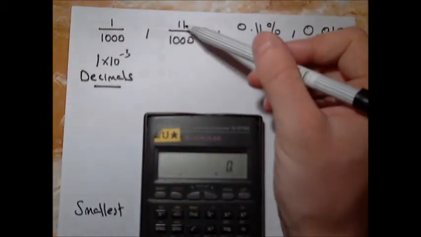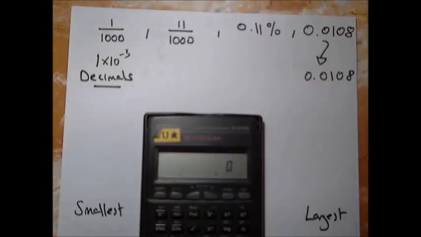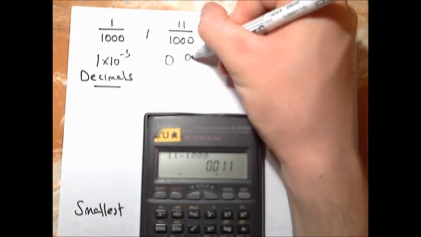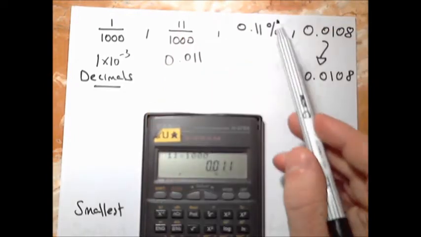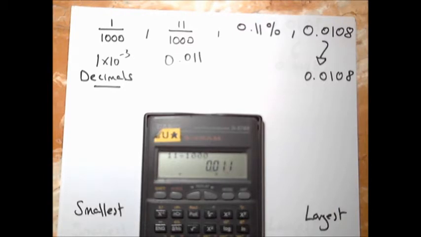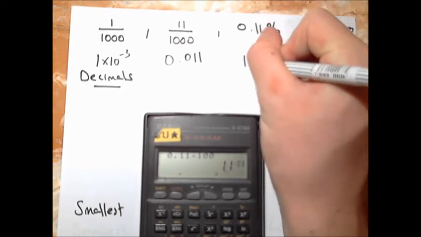So this one means 11 divided by 1,000. So 11 divided by 1,000. And it comes up, yep, excellent, we've got a decimal this time. 0.011. To change this percentage into a decimal, we need to divide by 100. So 0.11 divided by 100. Okay, unfortunately we've got standard form again.